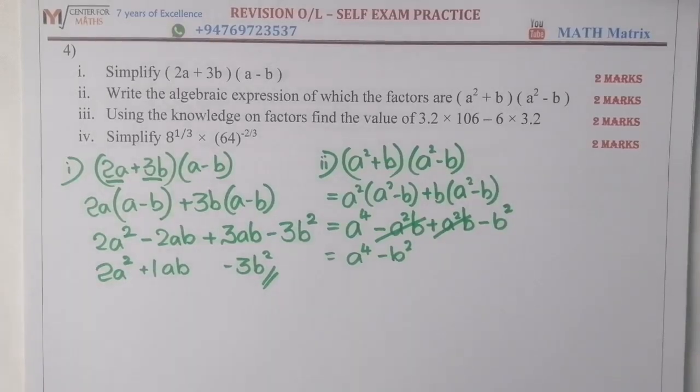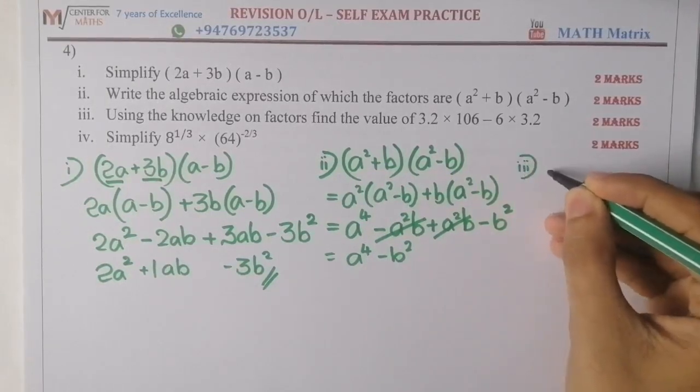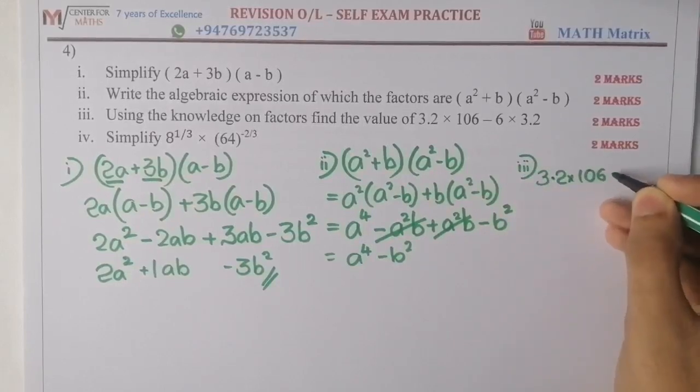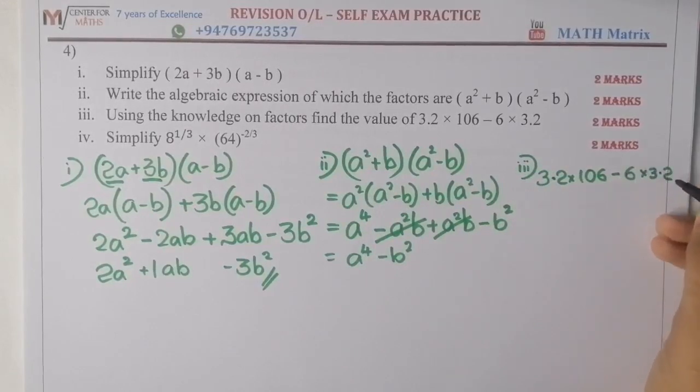Okay, sorry guys, there's some technical issues. Now here listen, we are moving to the third question. Right, so Roman number 3: 3.2 into 106 and minus 6 into 3.2.